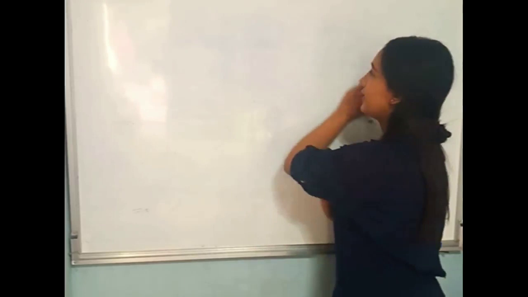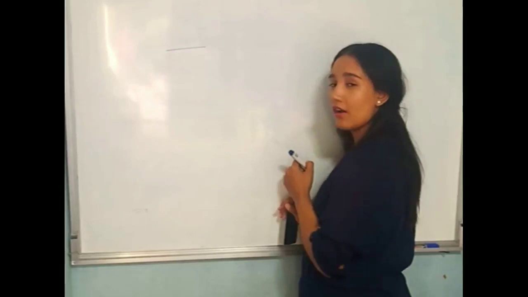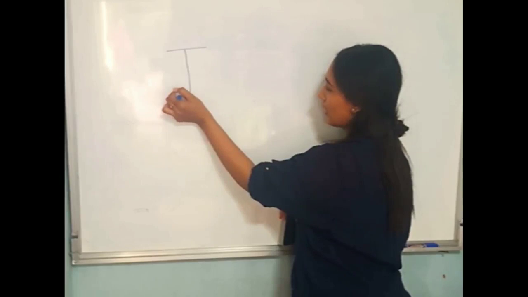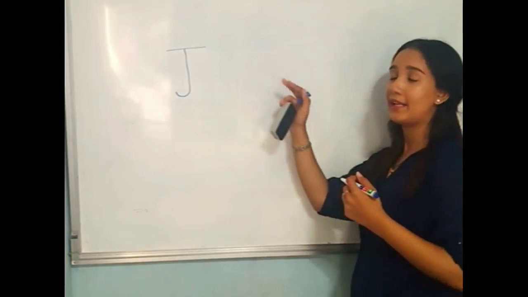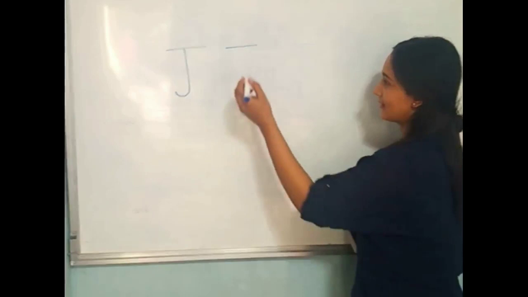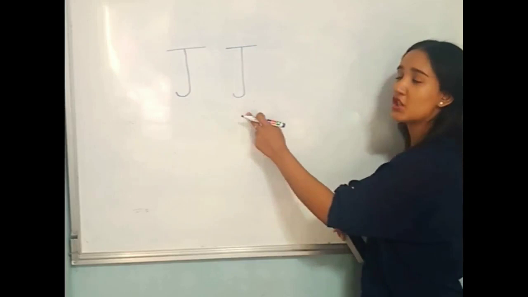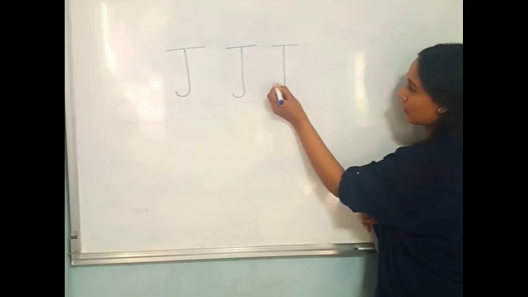I and J are a little bit similar, okay? So let's see. One sleeping line. We will draw one standing line and a small cuff. It becomes J. One sleeping line, one standing line, and a small cuff. J. It becomes J.